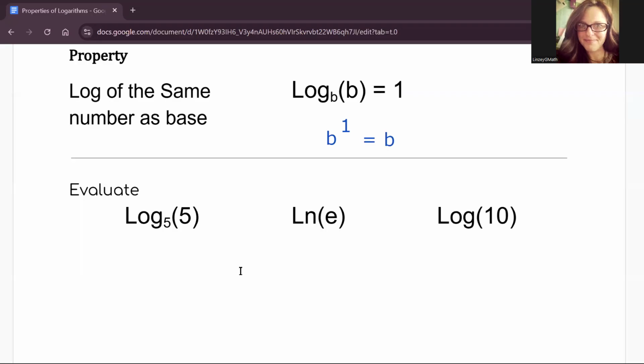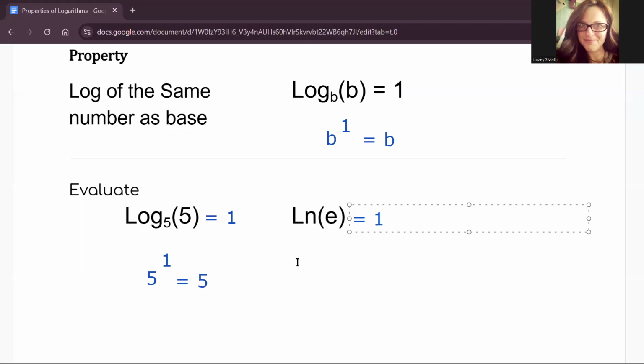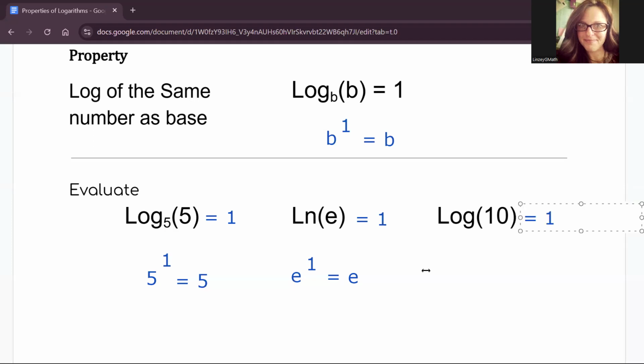Let's evaluate. Log base 5 of 5 is equal to 1, because 5 raised to the first power is equal to 5. Natural log of e is equal to 1, because e raised to the first power is equal to e. Natural log is log base e. Common log of 10 is equal to 1, because 10 raised to the power of 1 is equal to 10, and common log is log base 10. Next.